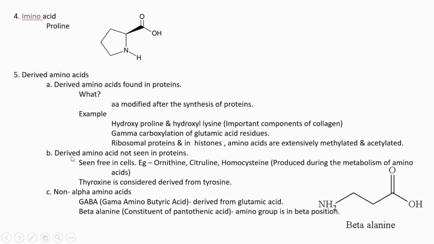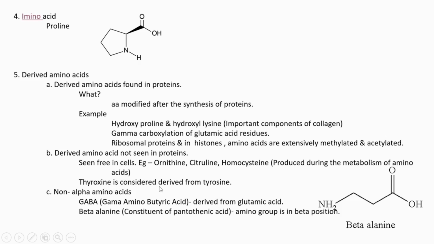And next classification is derived amino acid not seen in protein. Means they are derived itself, but it is not seen associated with any type of protein. Instead, it is found free in cells. Examples, ornithine, citrulline, homocysteine. They are all produced during the metabolism of amino acids. Example is thyroxine.